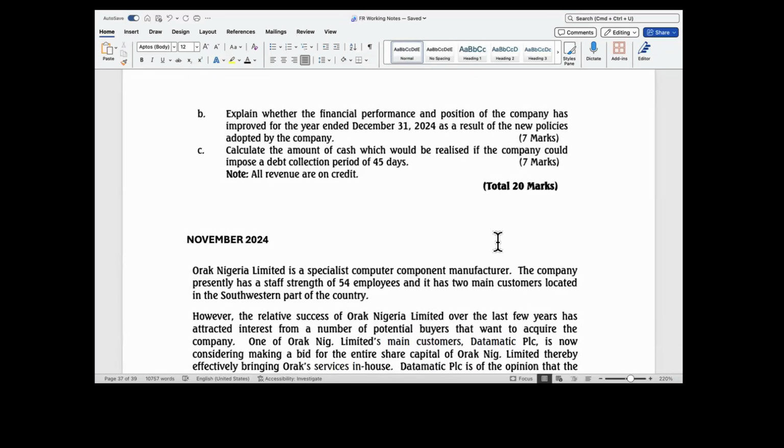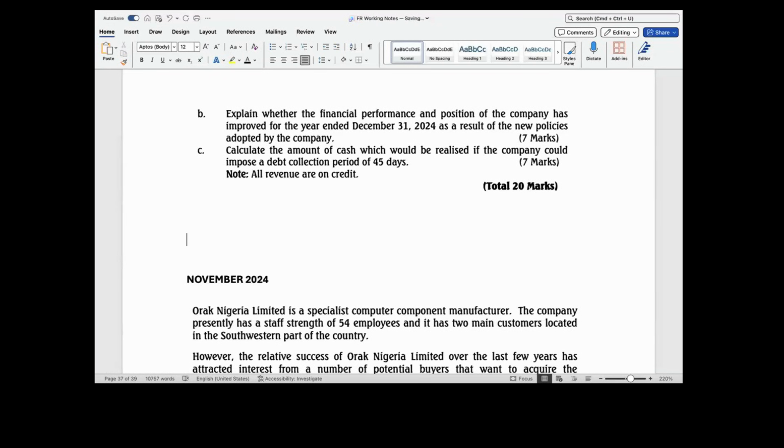Okay, read the B part. The B part says, explain whether the financial performance and position of the company has improved for the year ended December 31st, 2024 as a result of the new policies adopted by the company. C. Calculate the amount of cash which would be realized if the company would impose a debt collection period of 45 days. Note, all revenue are on credit. Okay, so apparently, that's the way the exam is.